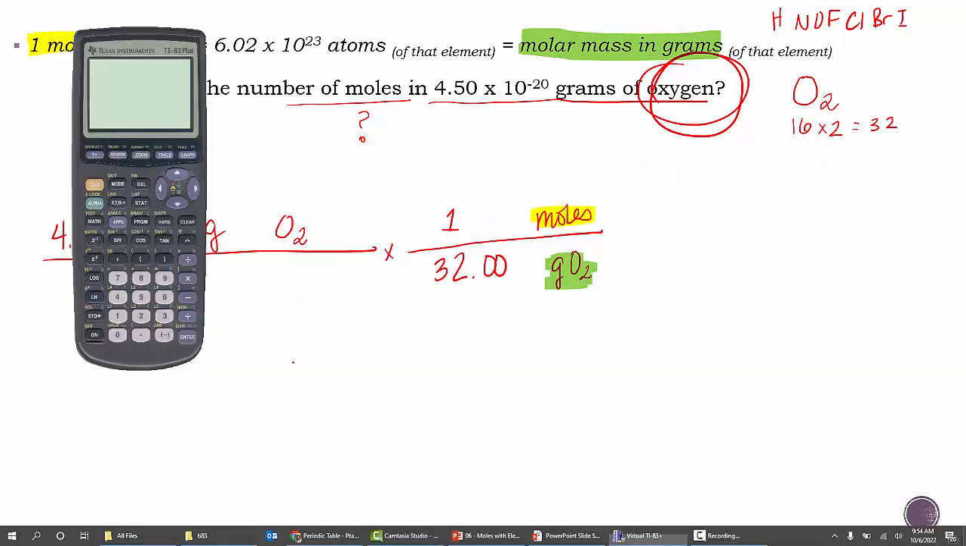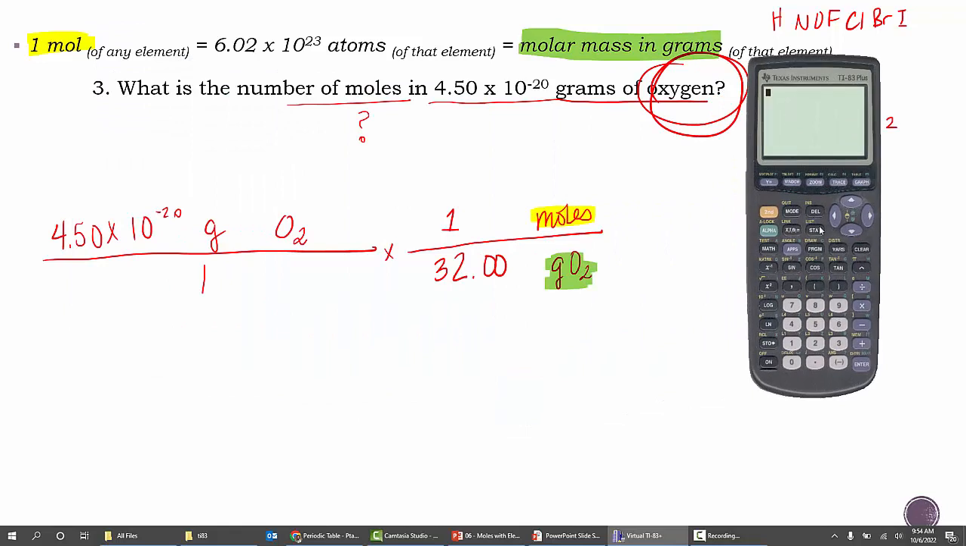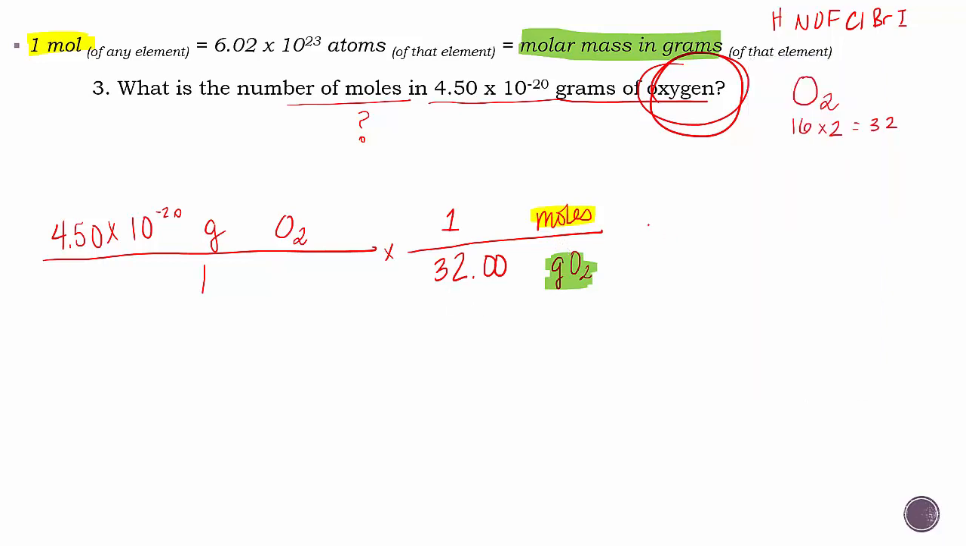So for this one, let's move over to our calculator. And we're going to remember to put that scientific notation number in parentheses. So 4.50, second comma gives us the E, which means times 10 to the negative 20, close parentheses, times 1, and then divided by 32. All right. So we have 1.40625 times 10 to the negative 21. We're not going to want all those digits, but we'll write them out just so that we can think through how to round it.